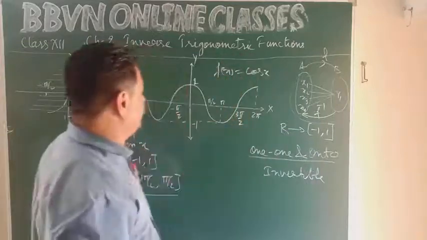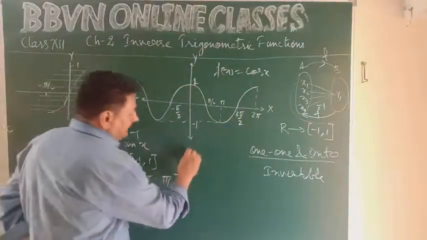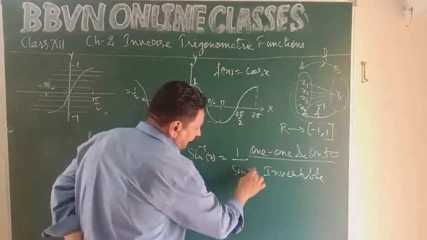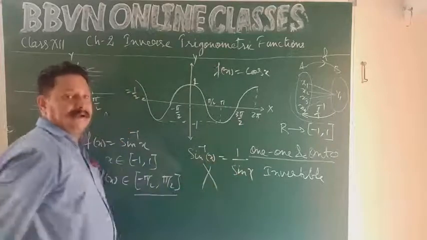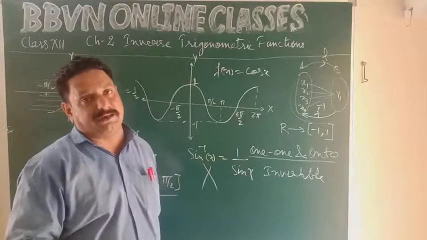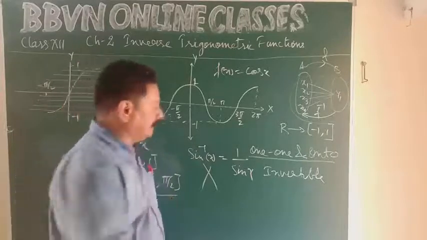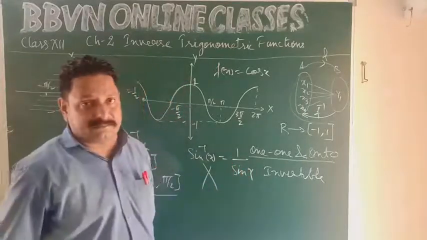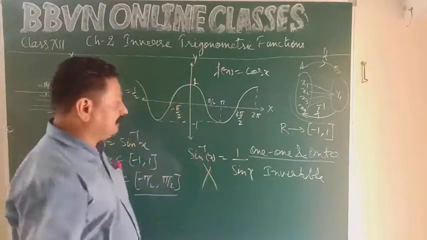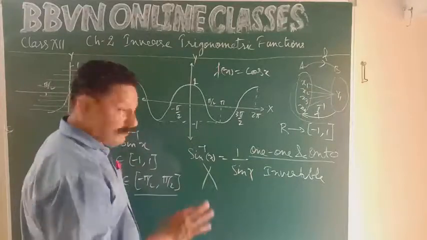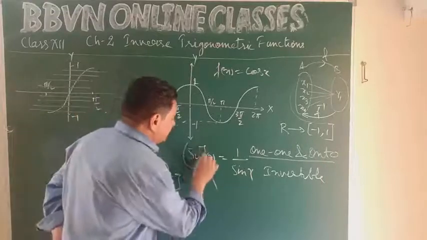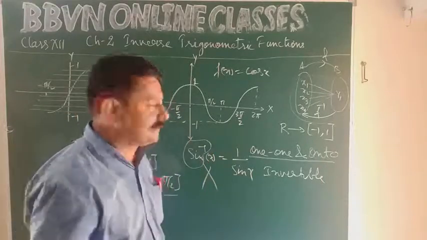And one more thing, children, do not get confused. Sin inverse x does not mean 1 upon sin x. No, it is wrong. It's not that. Sin inverse x is the inverse function of sine. It's not the reciprocal of sine. 1 upon sin x is cosec x. Got it? So it is absurd to say sin inverse x is equal to 1 upon sin x. Don't think that this is sin x whole to the power minus 1. No. This notation sin inverse represents the inverse function.